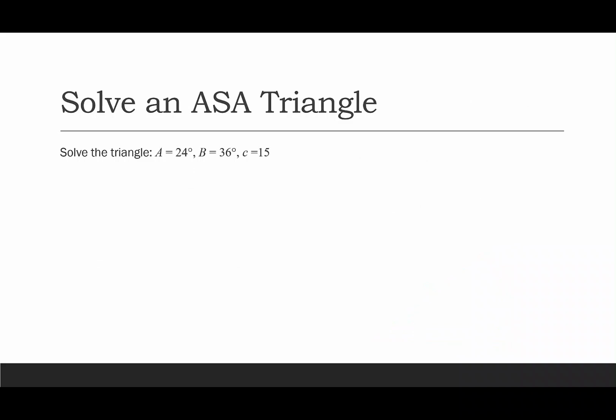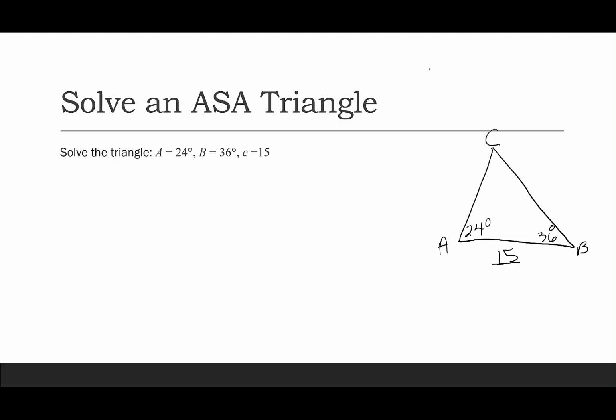Our second problem says solve the triangle where A is 24 degrees, B is 36 degrees, and c is 15. We can draw a quick triangle. We'll say A is 24 degrees. We'll say B is 36 degrees. And our value of c is 15. This shows us we have a side that's between two angles, which is why we call it angle-side-angle.